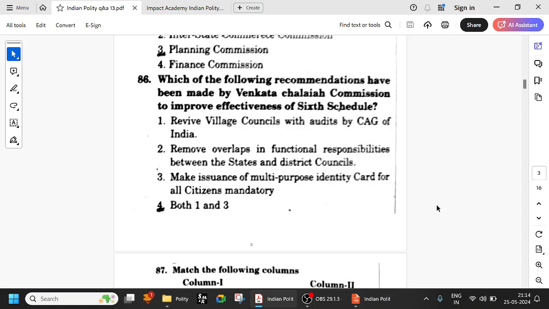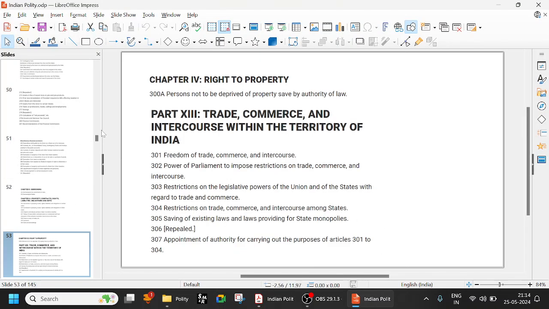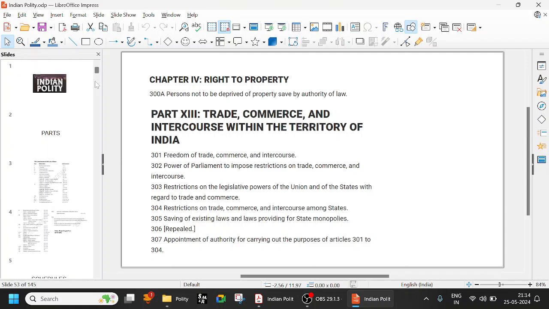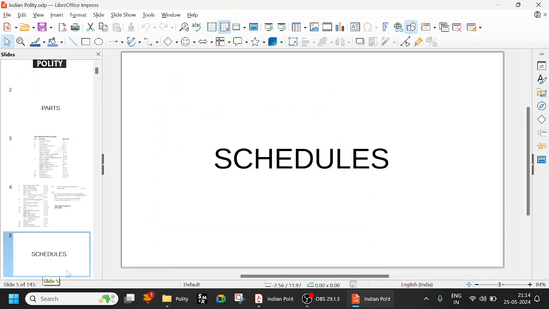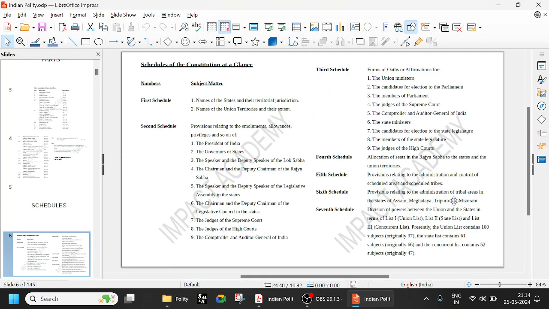So, which of the following recommendations have been made by the Venkatachaliah Commission to improve the effectiveness of the sixth schedule? Okay, so when you say sixth schedule, it will be provisions relating to the administration of tribal areas of the states of Assam, Meghalaya, Mizoram, and Tripura.